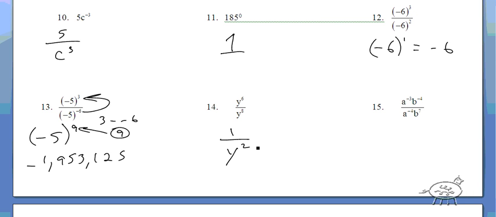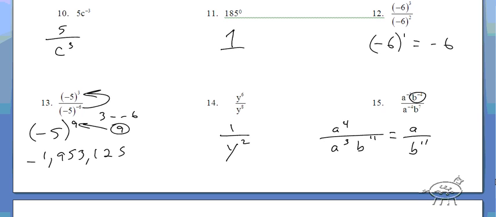Okay, 15. Send the spies home first before you do battle. So I have a to the 4th on top, and on the bottom I have a to the 3rd. And this b to the negative 4th goes to the bottom, so I really have b to the 11th because the 7 is positive. And then the last step is you do battle, and the north wins by 1 with the a's, so it's a over b to the 11th.